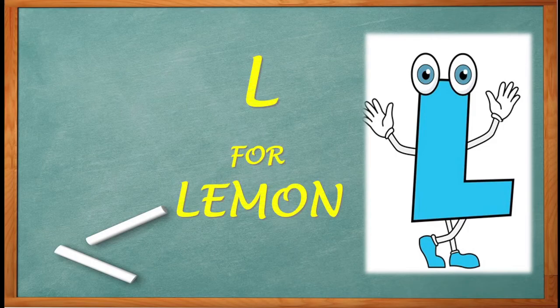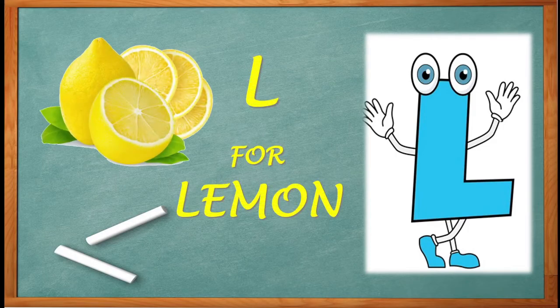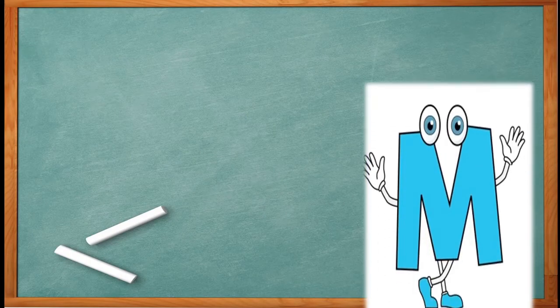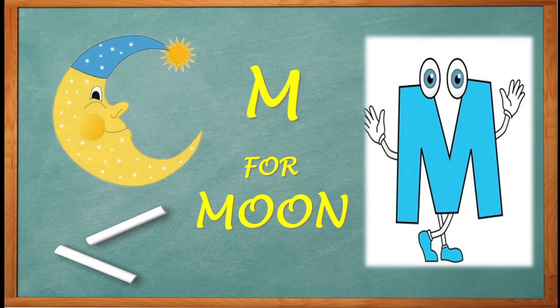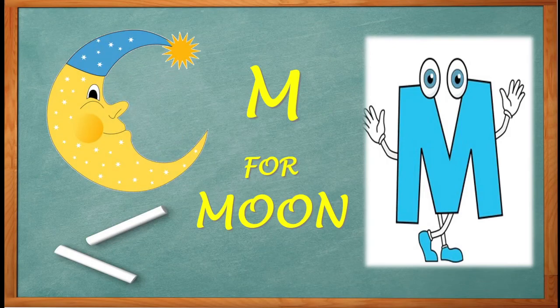It's L. L for lemon. Yellow lemon. What comes after L? It's M. M for moon. Oh, moon. Did you see the moon? Yes? Okay, thank you.